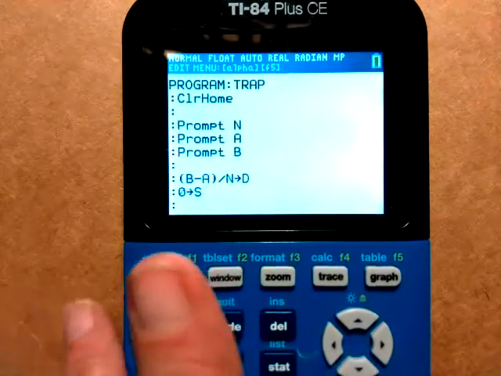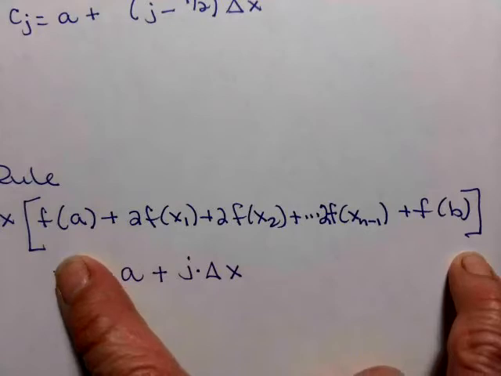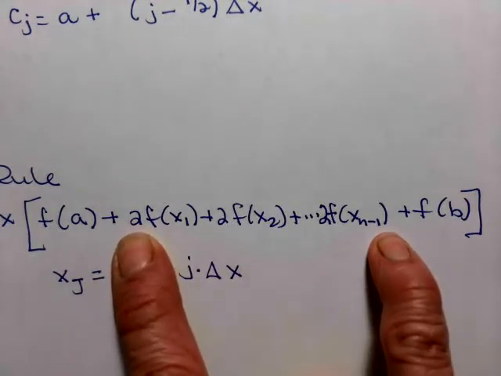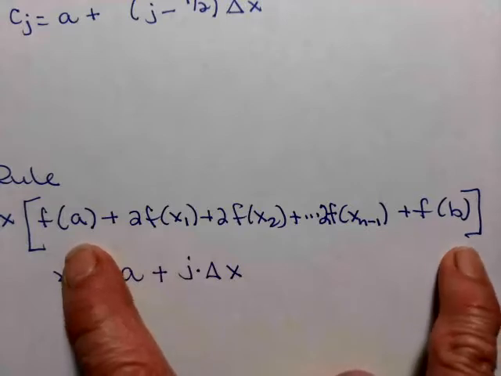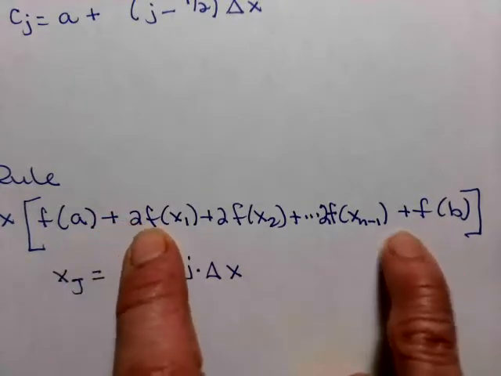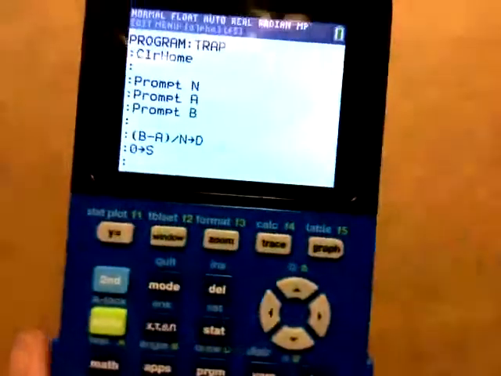Okay, now something about the trapezoid rule, right? It's a little bit different in that I have two values, right? F of A and F of B only happen once, but all of those middle ones happen twice. So I'm going to do my F of A and F of B independently, and then I will do each of these as a for loop, right? All of those interior ones as a for loop.